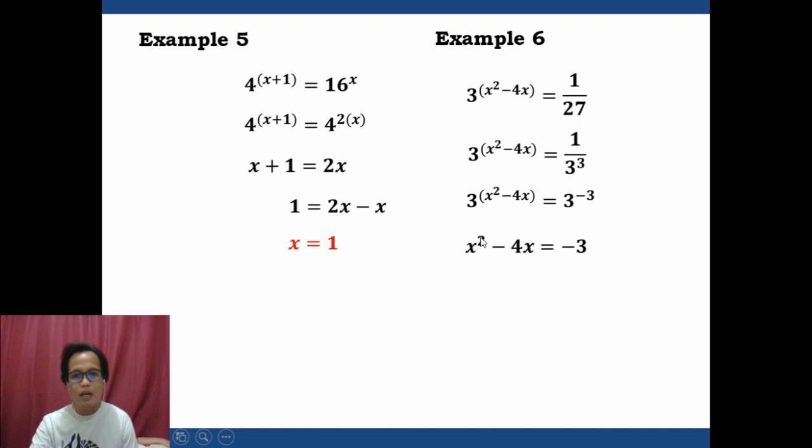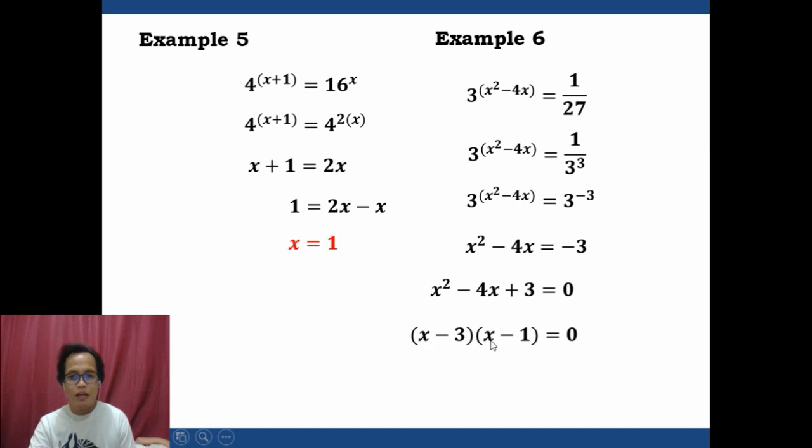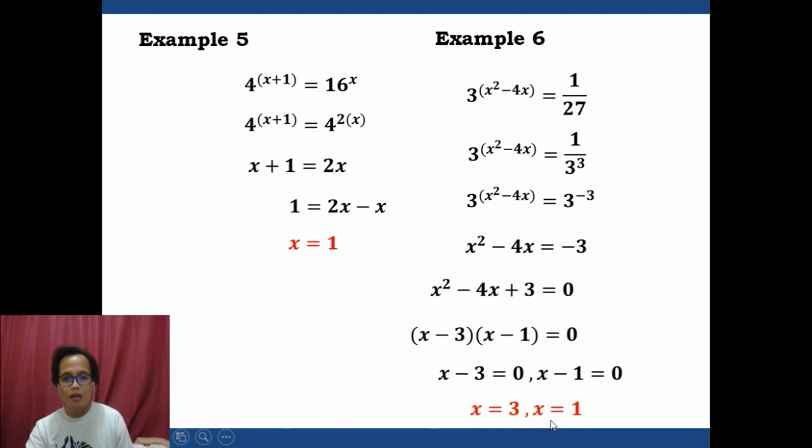As you can see, there is an exponent of 2, so this is a quadratic equation. We change it to the standard form of a quadratic equation, which must equal zero. Using the addition property: x squared minus 4x plus 3 equals 0. Factor the trinomial: x minus 3 times x minus 1. Equate each factor to 0: x minus 3 equals 0 and x minus 1 equals 0. Solving for x, we get two values: x equals 3 and x equals 1.